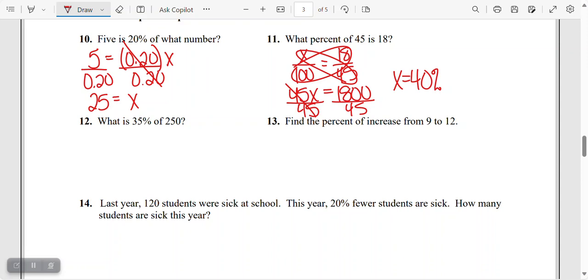Question 12 says, what is 35% of 250? So if we go back to the equation here, we don't know the part this time. The percent changed to a decimal, 0.35, and the whole is 250. So this time we just have to multiply these two numbers together. 0.35 times 250 is 87.5.